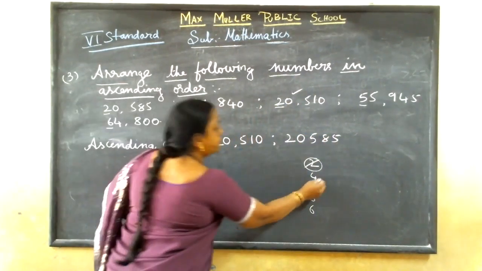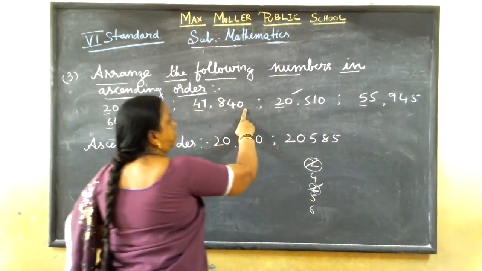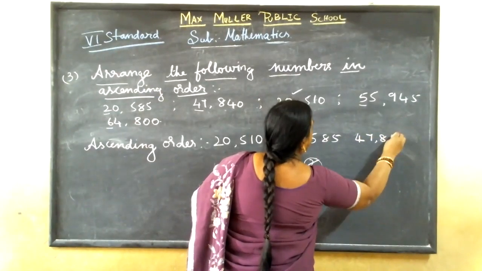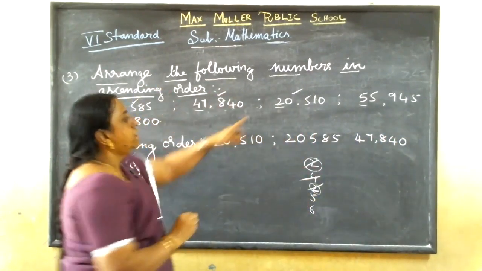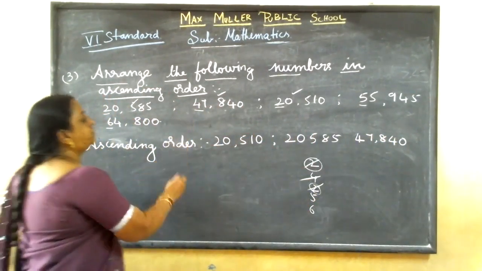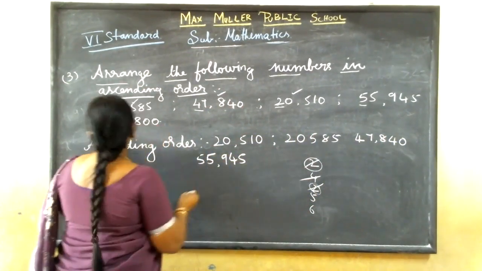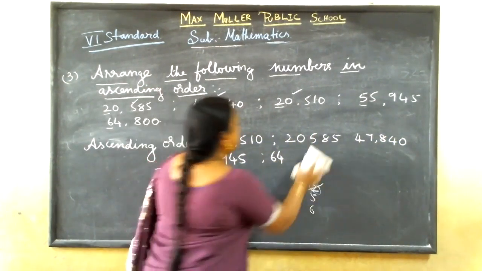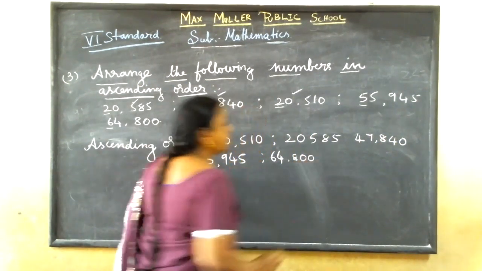After that, which is the small? This one. Next one 4. 4 only one number is there. So you can go 47,840. So remaining 5 and 6 you can arrange here. Now next 4 also over. This is also over. This also over. Now only 2, 55,000, 64,000, which is smaller? 55,945. Next one, 64,800. Got it? See, without confusing, if you go step by step, okay?